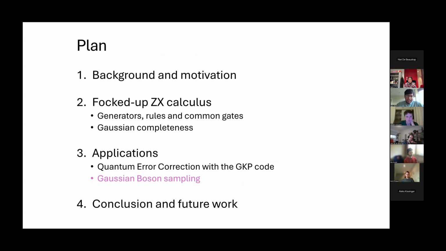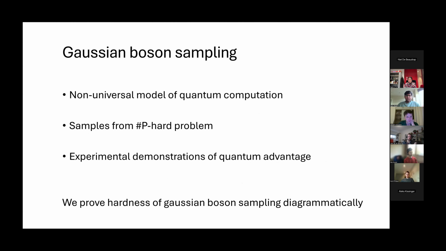Okay. So the next application we looked at in this calculus is Gaussian boson sampling. This is a non-universal model of quantum computing. There's been a lot of interest in this problem because you can prove that it samples from a Sharp-P hard distribution, and there have been several demonstrations of quantum advantage using Gaussian boson sampling. What we do in this paper is we prove that Gaussian boson sampling is hard, just using diagrams.